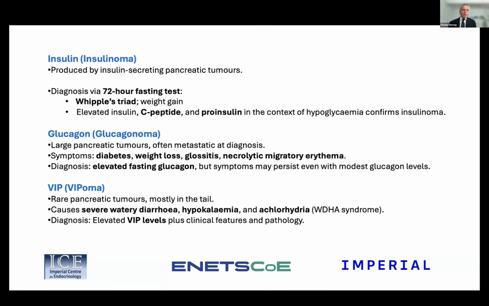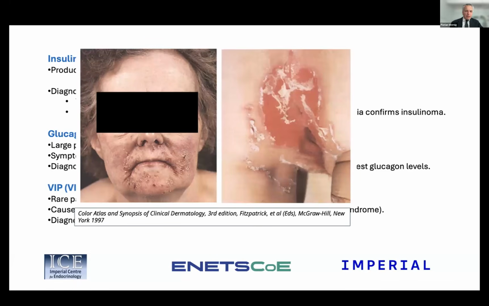So other hormones being released by pancreatic tumors are insulin, and I will talk more about insulinomas in a minute, as well as glucagon and glucagonomas. Glucagonomas are usually large pancreatic tumors. They often have already metastasized at diagnosis and present with symptoms such as diabetes, weight loss, glossitis, or necrolytic migratory erythema. And the diagnosis is usually made by elevated fasting glucagon, but symptoms may persist even with modest glucagon levels. So this is a picture of the skin changes that can occur with glucagonomas.